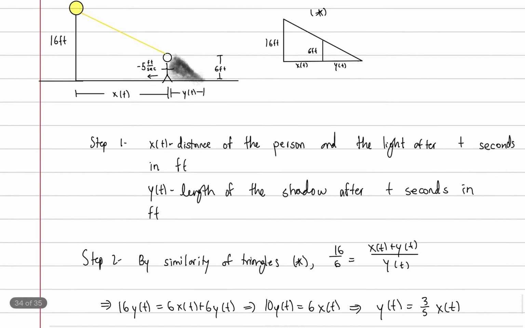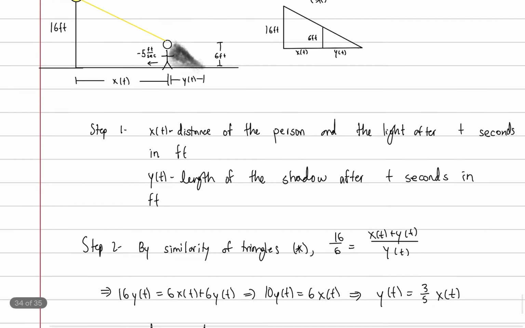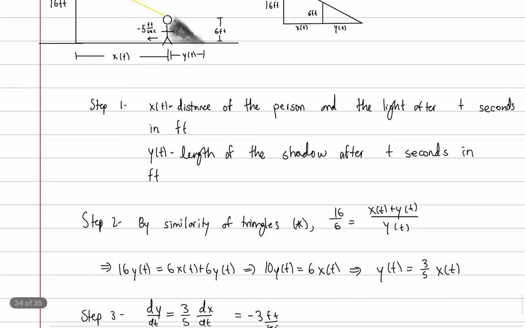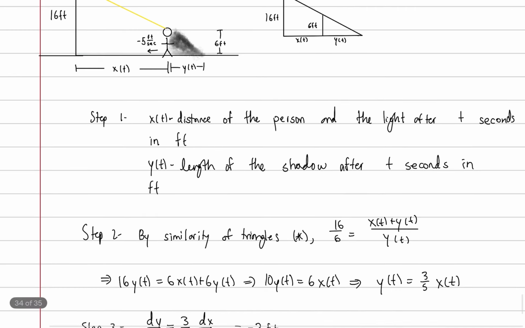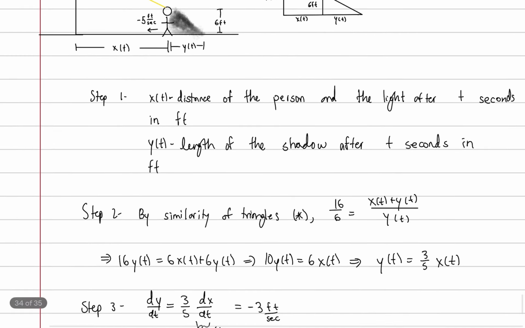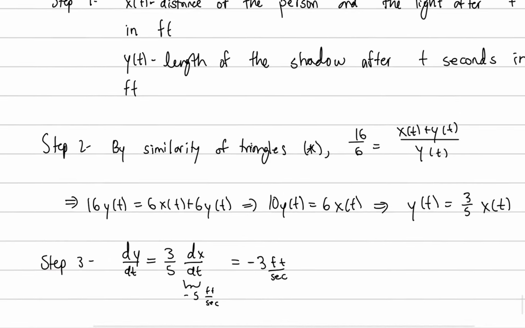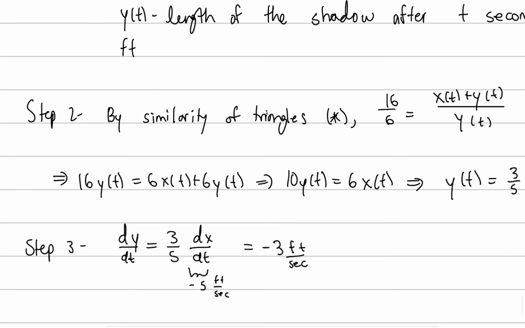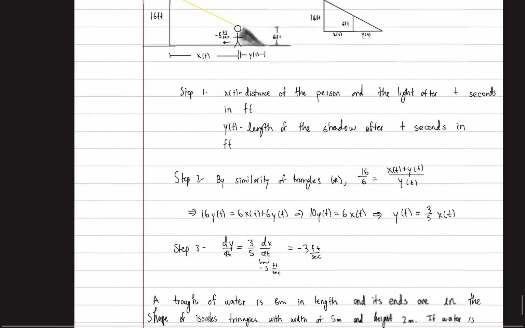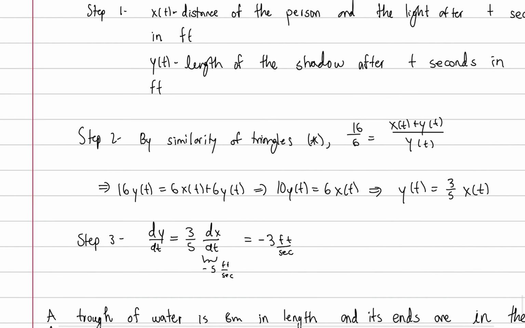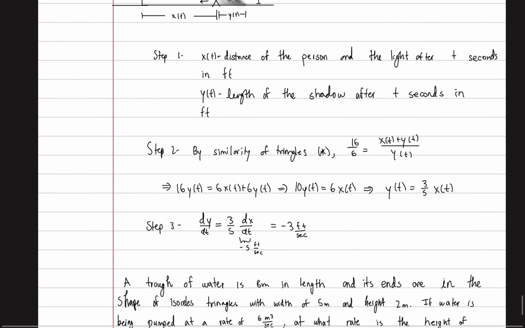Now, step two, we're going to use similarity of triangles to get the following equation. And doing some algebra, we can determine y(t) is 3/5 of x(t). Okay, and now what's our third step? Well, it's to differentiate implicitly to get dy/dt is 3/5 dx/dt. And we know dx/dt is negative 5 feet per second. So plugging that in, we just get our rate of change of the length of the shadow is negative 3 feet per second. And that's our answer.